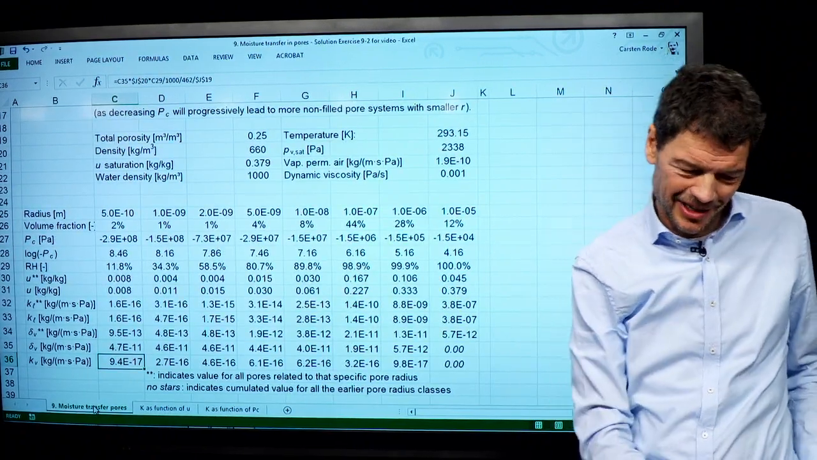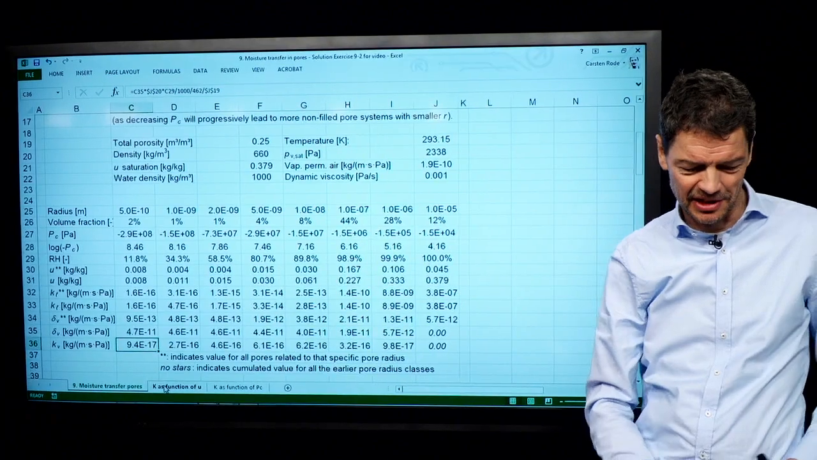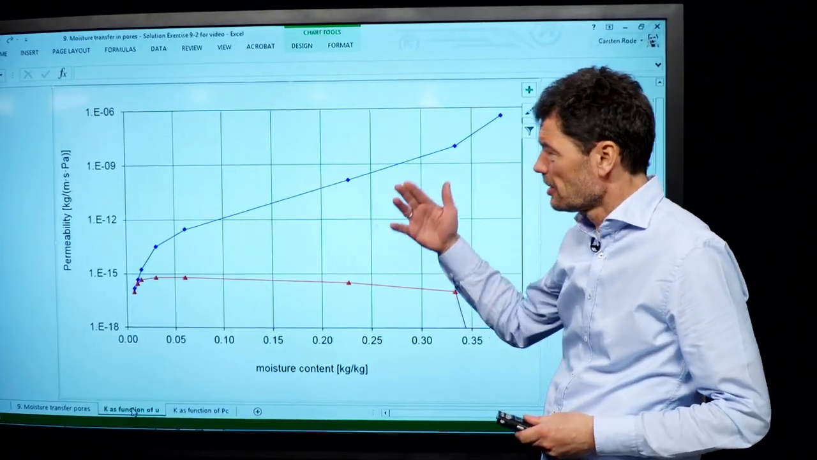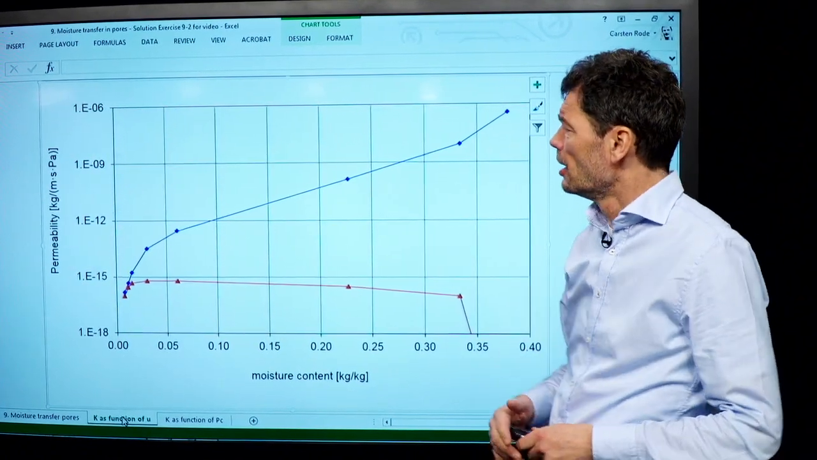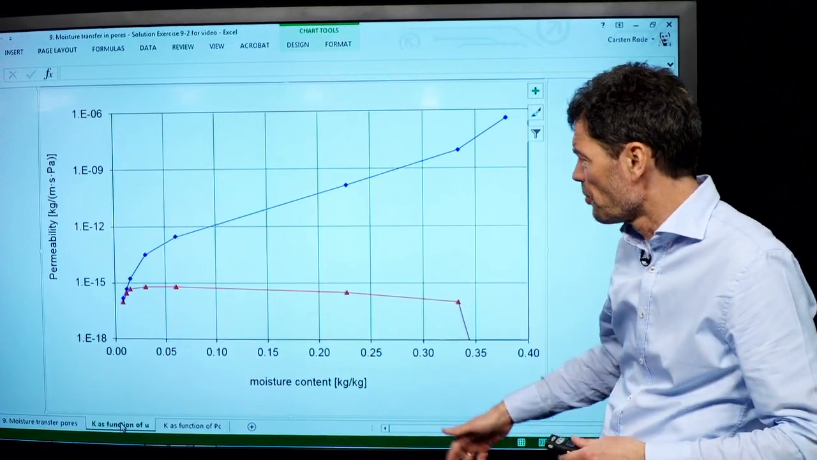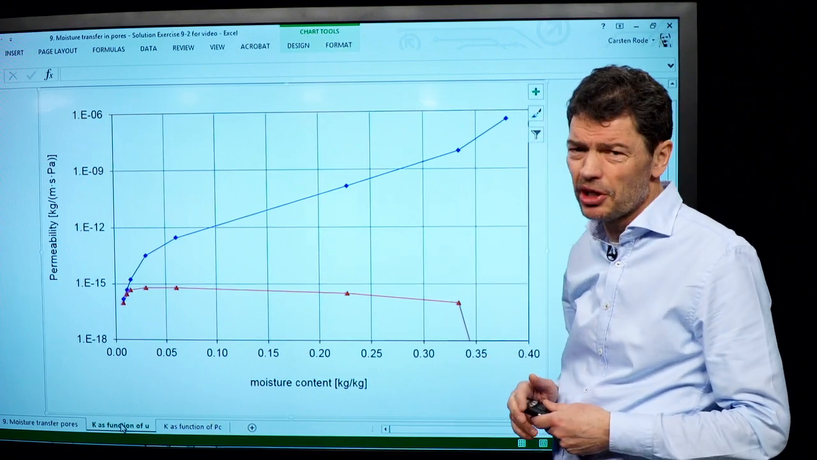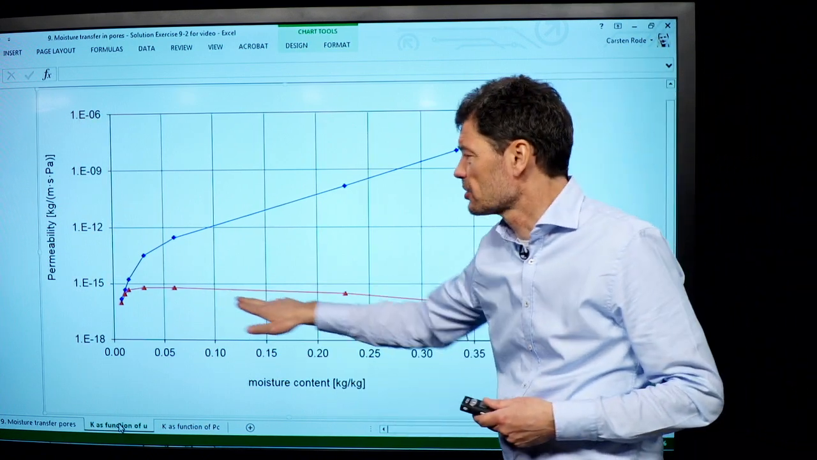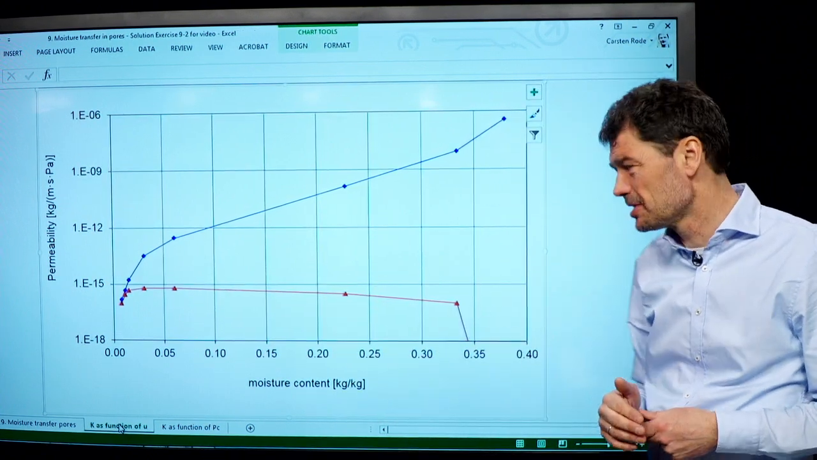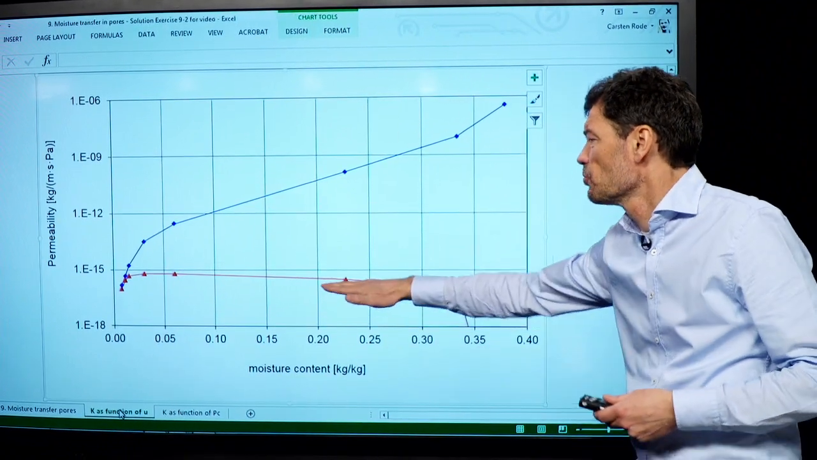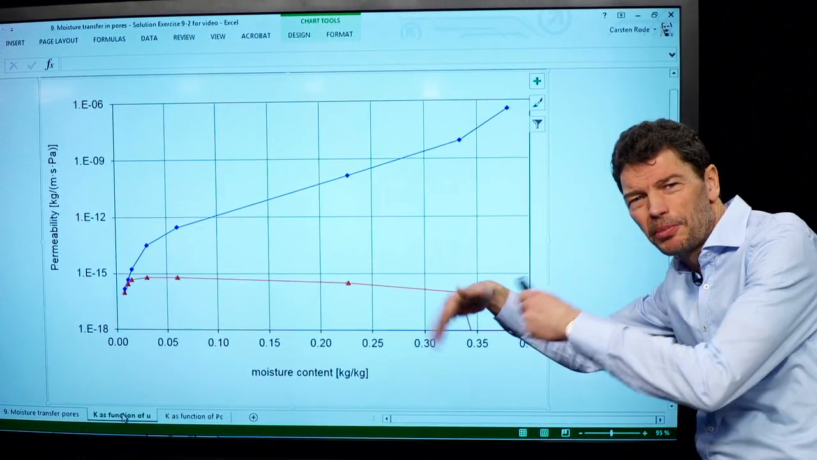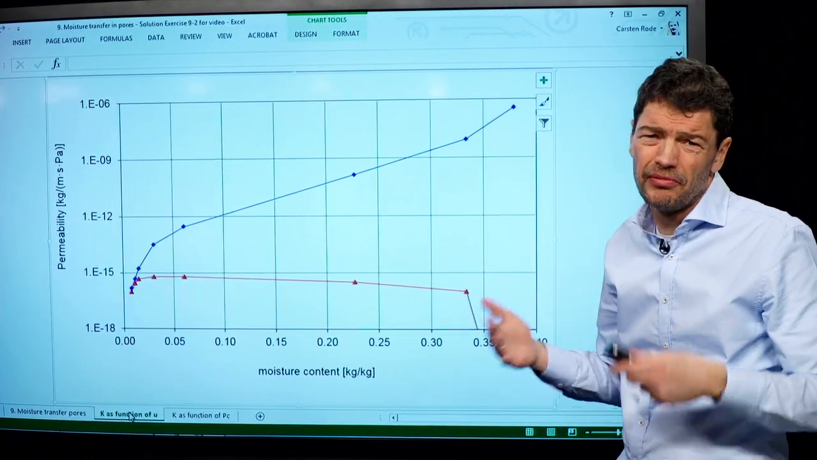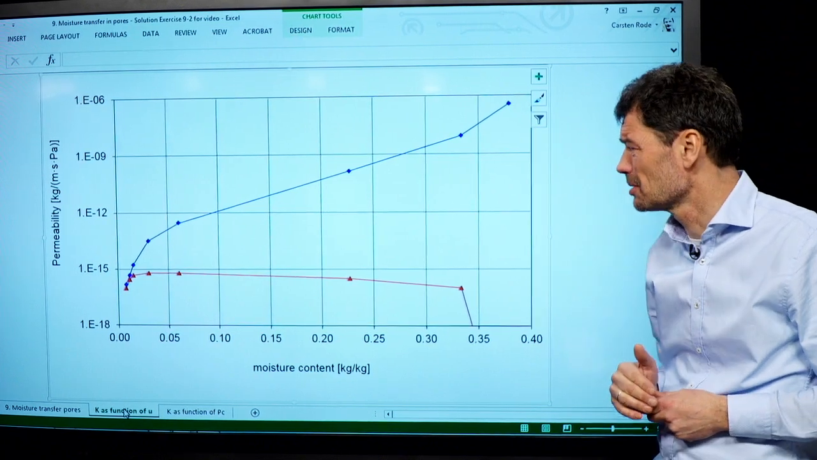Now, coming towards the end, I will of course not only talk about calculations and numbers, but let's see the results. First, here is a plot of the liquid permeability, the blue curve here, as it develops with the moisture content in the material. And the red curve is the vapor permeability in the same units. We can see how it declines as in the end all the pores are getting filled with water, and therefore there's in the end no vapor diffusion in gas phase possible anymore.